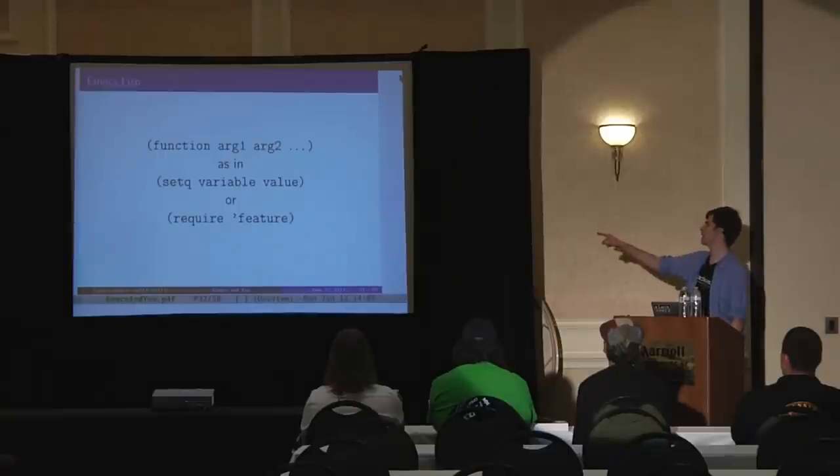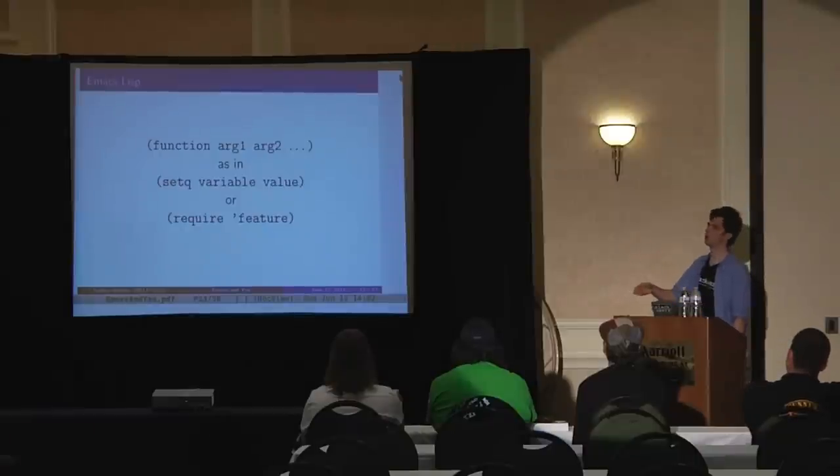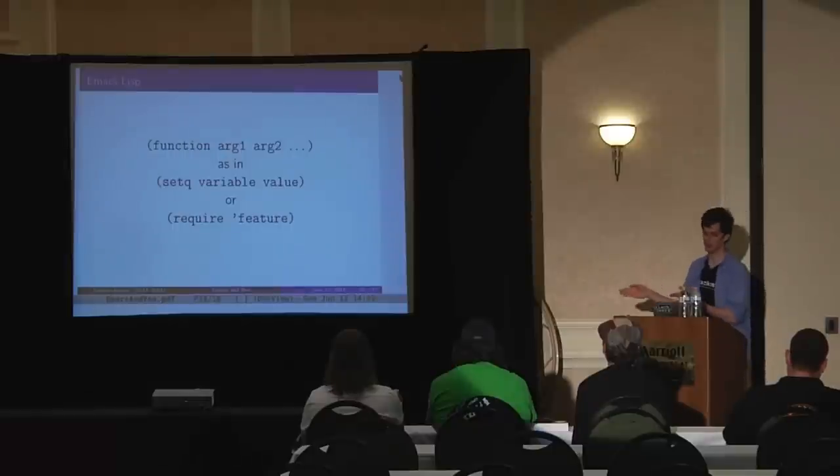So this is most of my Emacs config right here. You either call a function with some arguments in parentheses. Sometimes arguments themselves can be functions. To set a variable, it's setq, variable, then a value, which is also very common. And to include a library, all you need to do is put require and then the library name. Sometimes the library name isn't exactly what you think it is; you'd have to look it up in the documentation. Often this will load all of the necessary features for the library.